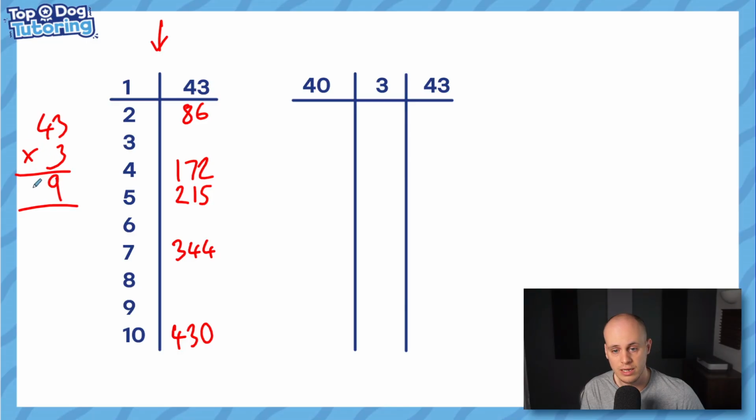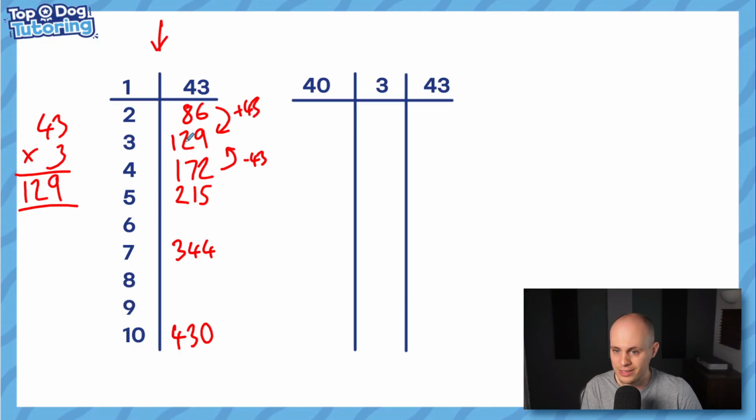3 times 3 is 9. 3 times 4 is 12. That was quick. Or I could add 43 to that number. Or I could have subtracted 43 from that number. Knowing that all of these things work means that you'll probably pick the quickest one. That's the best way to do it. I get 129.